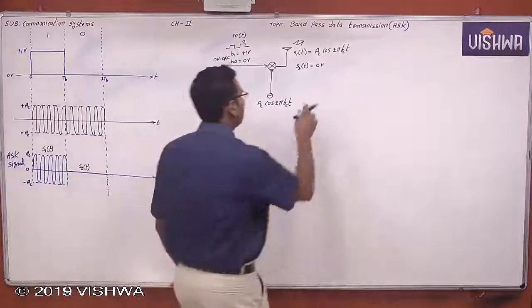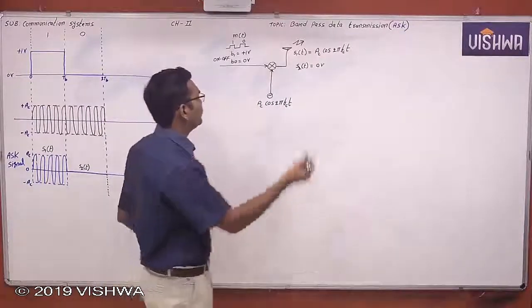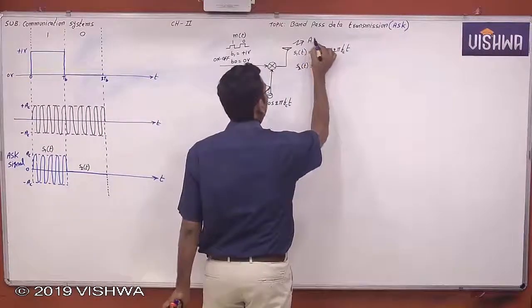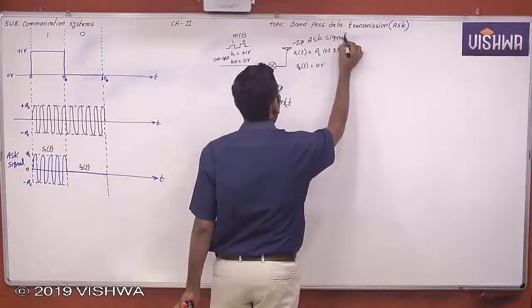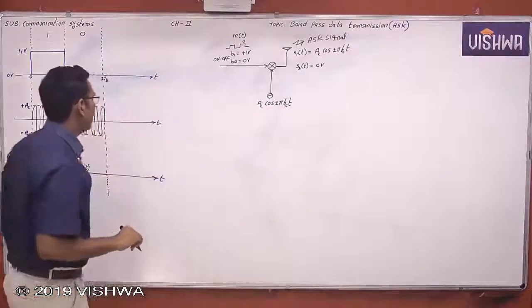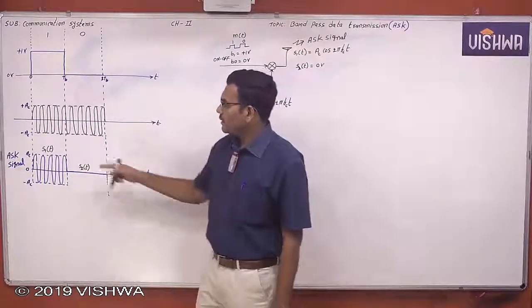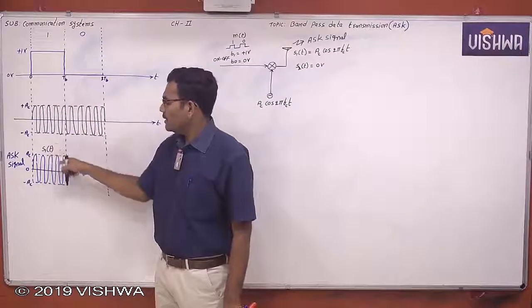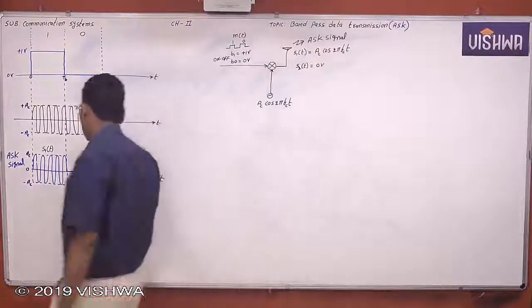This is the ASK signal in the time domain. This is the amplitude shift keying signal. These are the mathematical time domain equations of the ASK signal. Is it correct or not? This is the amplitude shift keying modulated signal: for binary 1 it is AC cos 2 pi FC t, and for binary 0 it is equal to 0 volts.